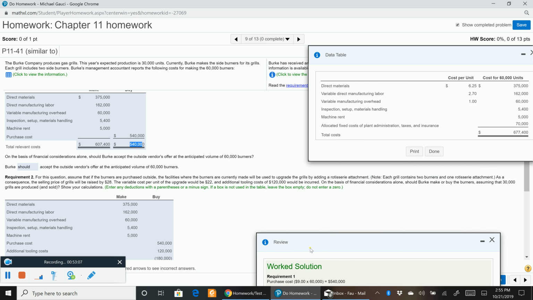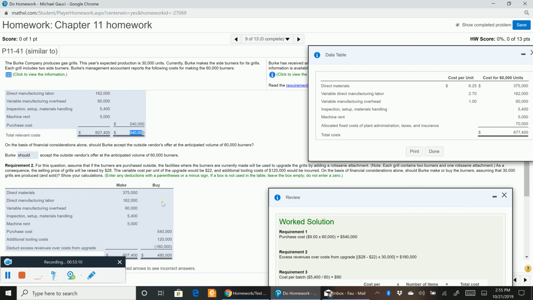Okay, the second requirement, a little bit different. For the second requirement, instead of the attached burners, remember, 60,000 attached burners to the 30,000 grills, the facilities where the burners are currently made will be used to upgrade the grills by adding a rotisserie attachment. All right, so each grill gets a rotisserie attachment. Each grill contains 2 burners and 1 rotisserie attachment. As a consequence, the selling price of the grills is going to be raised by $28. So an additional $28 if we have this rotisserie attachment.